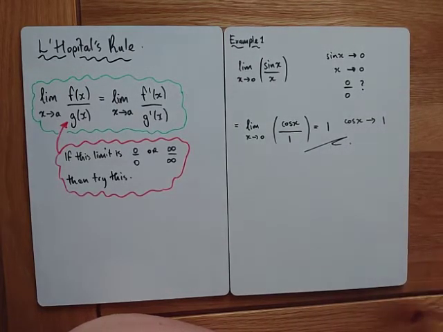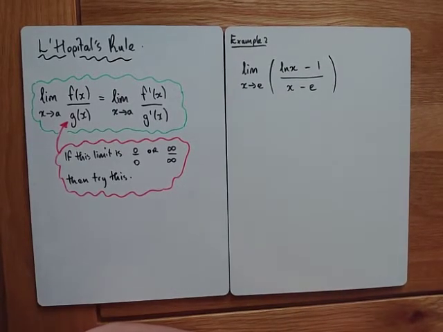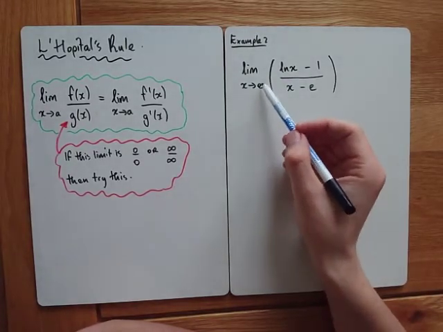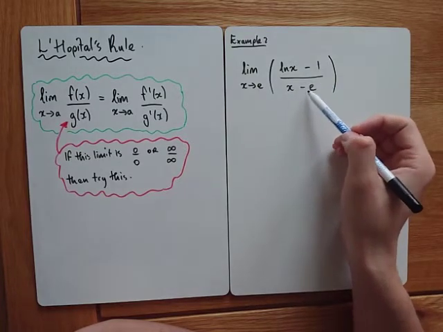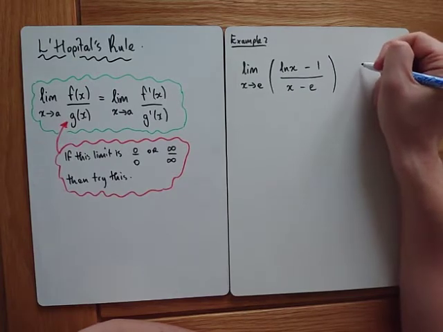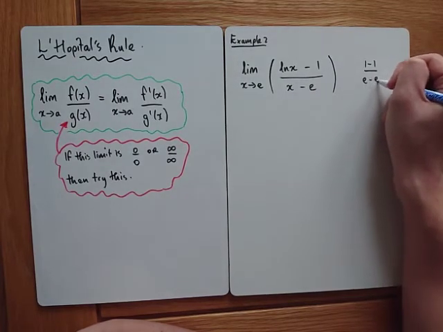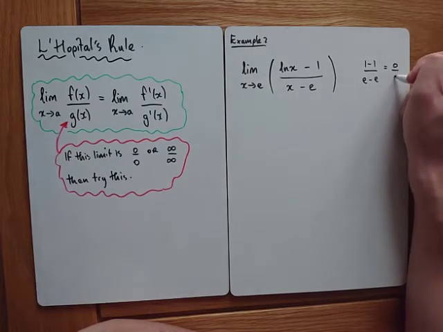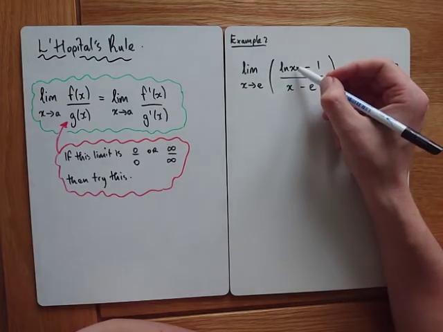Okay, let's try another one. So the next one we're thinking about as x tends towards e, and we've got ln x minus 1 divided by x minus e. So clearly you can see, as x tends towards e, we've got 1 minus 1 divided by e minus e. Essentially we've got 0 divided by 0, haven't we? Because ln of e, don't forget, is 1.